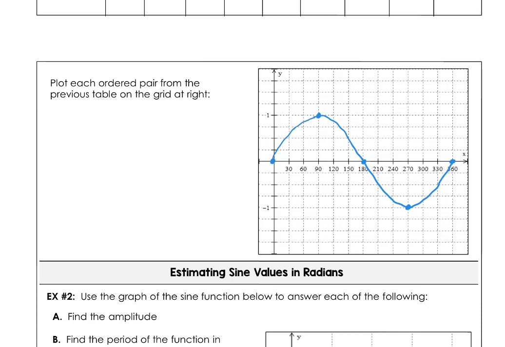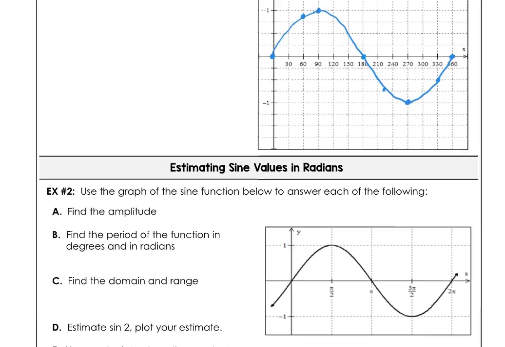At 60 degrees, we're about 0.87. At 225, we're about negative 0.7. At 330, we're at negative 1/2. So you can see it matches along those values.